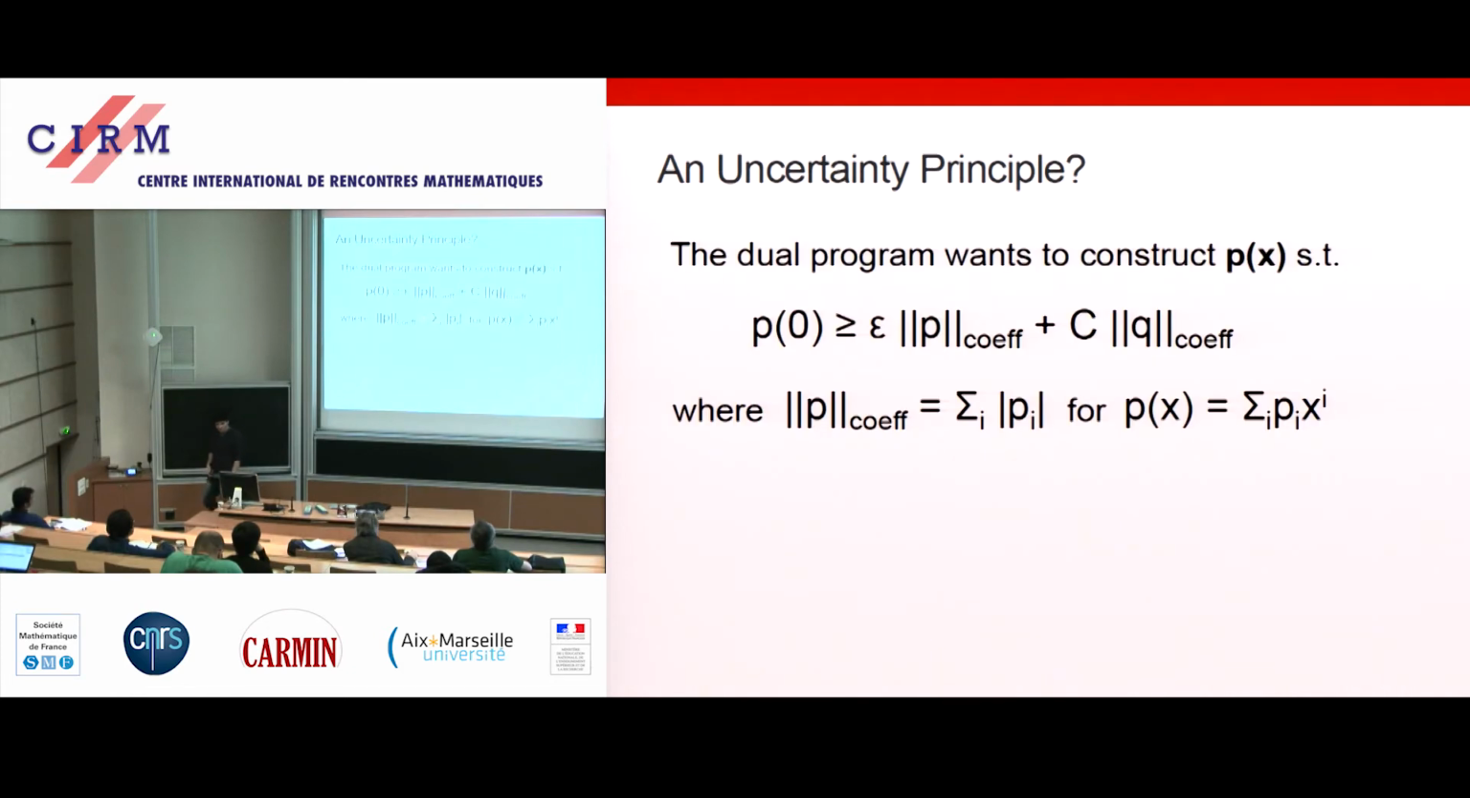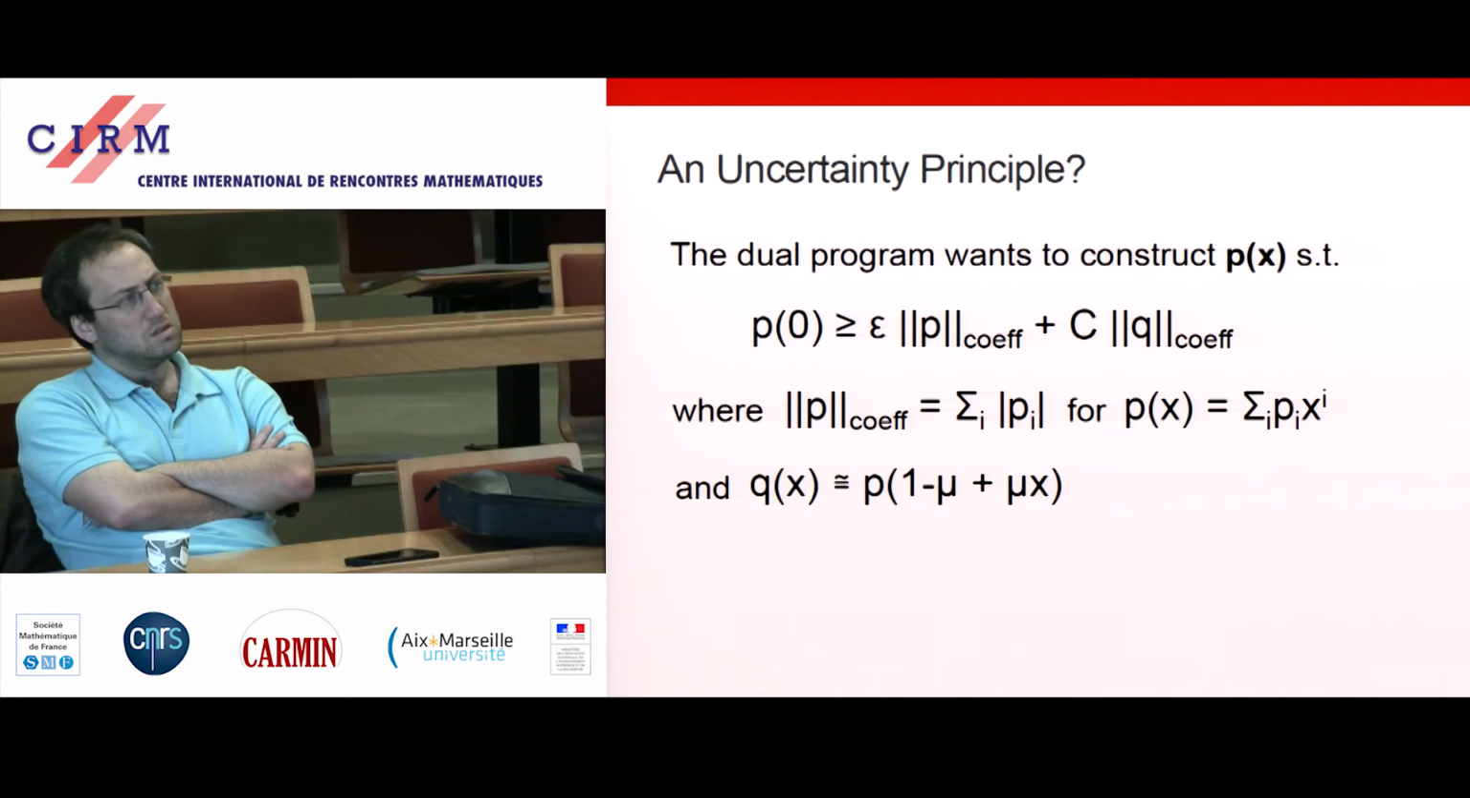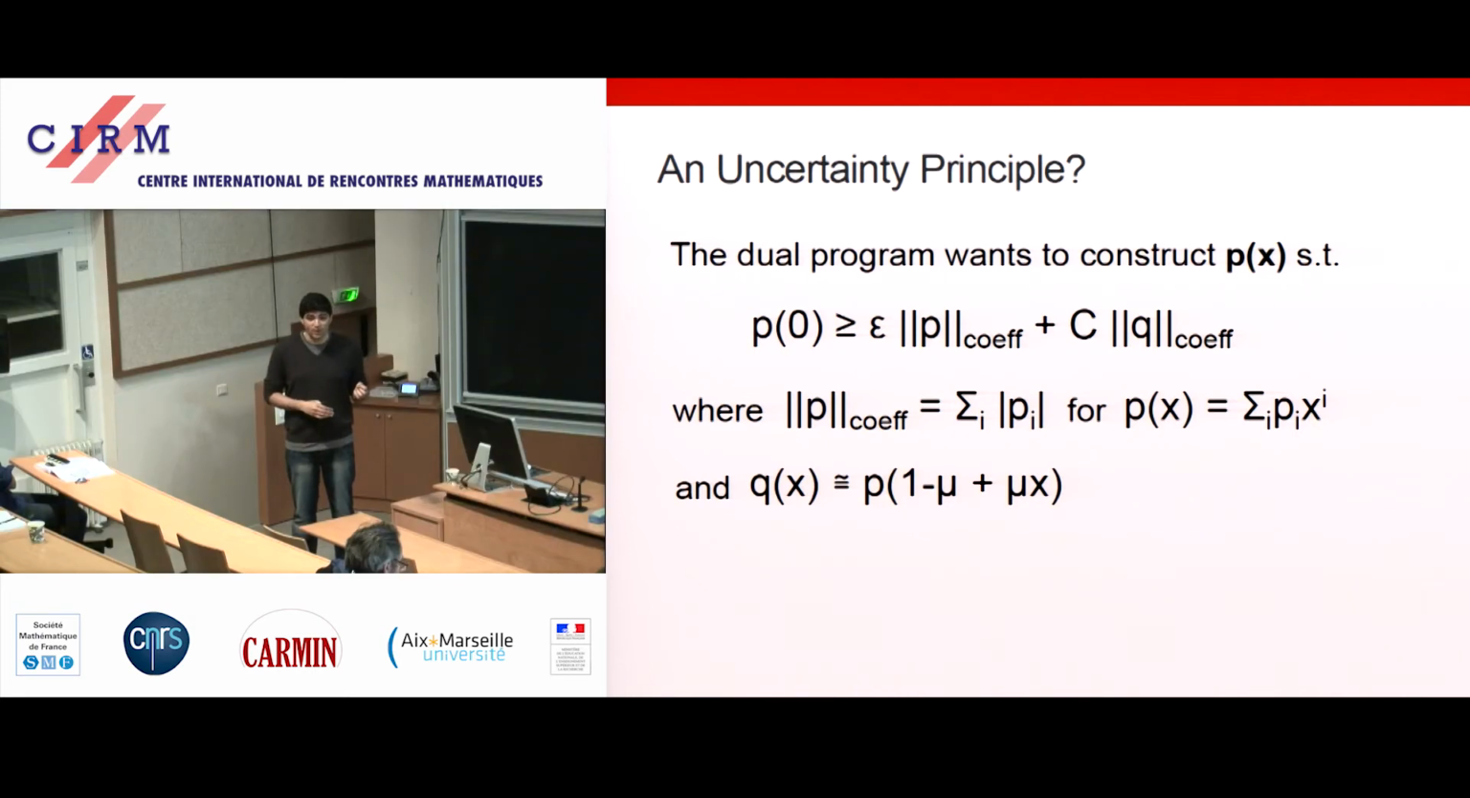So this is the question I want to focus on, if you believe me that this is what comes out of duality. The dual LP, the one trying to prove you wrong, is asking you to construct a polynomial P such that when you evaluate it at 0, it's large compared to epsilon times the L1 sum of its coefficients plus C times the L1 sum of some other polynomial's coefficients, where Q and P are related. Remember, mu comes up in this problem; mu is like 0.01, and it represents how much you're actually preserving about the underlying coordinates.